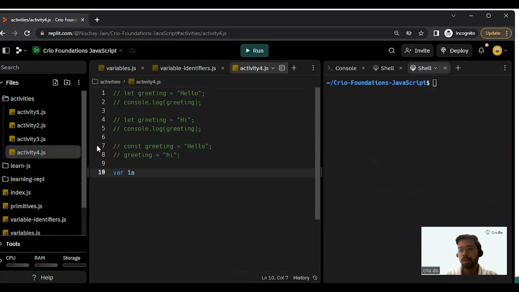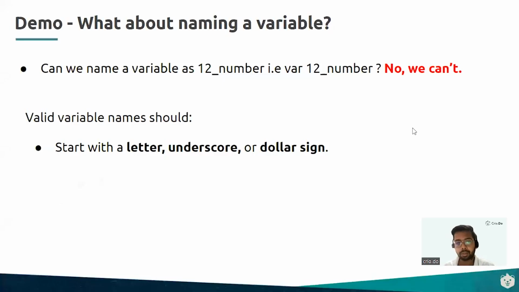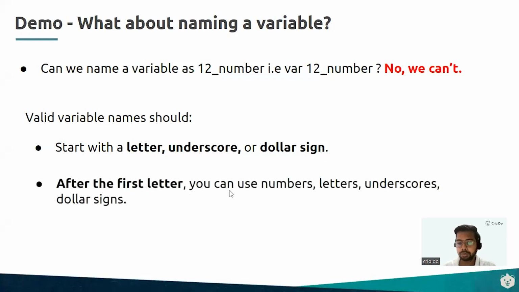A valid variable name can only start with a letter, underscore, or a dollar. It cannot start with a number. But yes, after you have initialized it with a letter, you can of course use any number as well. You can also say var a12 equals 12. That is completely fine, but it cannot start with a digit as such. So this is something that we need to take care of. Also, after the first letter, you can use numbers, letters, underscores, or any dollar signs.